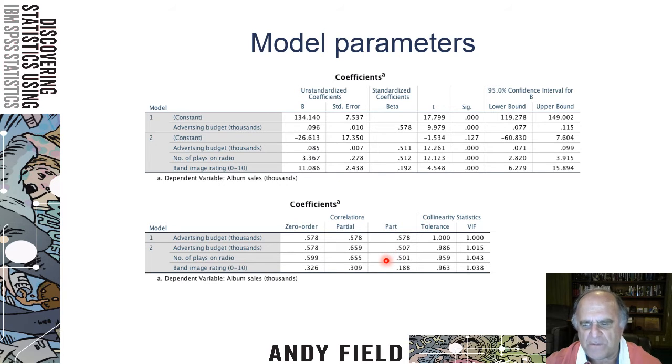Or I guess a better word would be once you control their level. And same thing for number of plays on the radio, you're holding constant advertising budget and band image rating. For band image rating, you're holding constant number of plays on the radio and the advertising budget. And then you have some collinearity statistics. Again, you can see these really aren't even close to the values that Field says would be problematic.